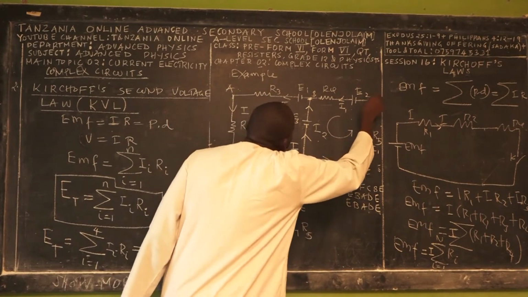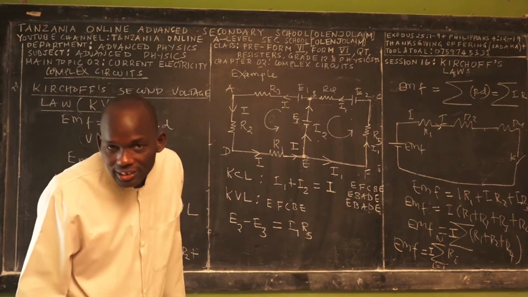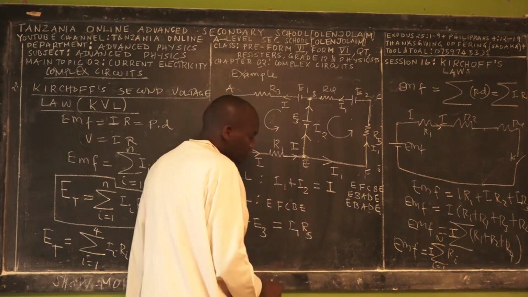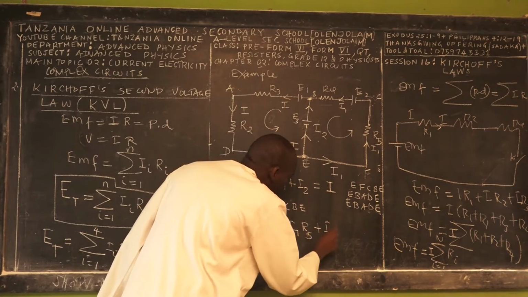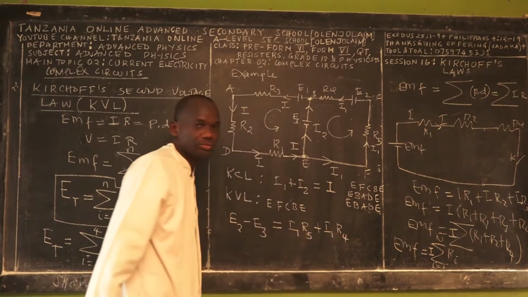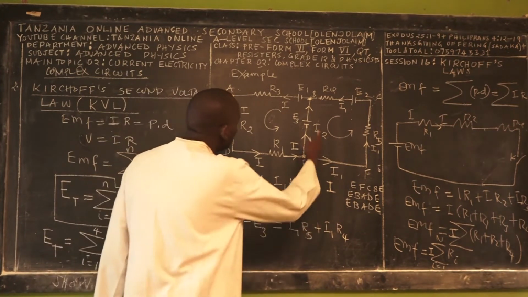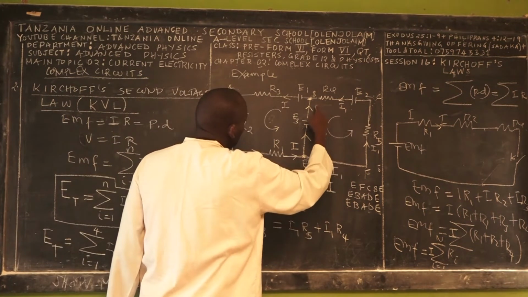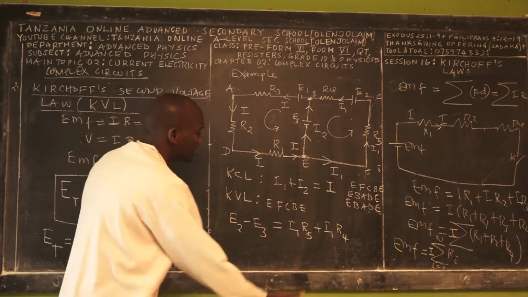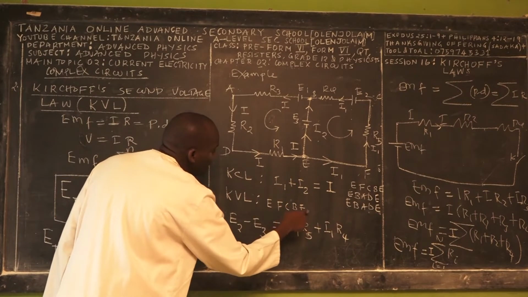Again, we have to check between C and B. Do you have any resistor? Yes. What is its name? Resistance 4. What current flows here? I1. So it will be plus I1 times resistance 4. Are we together? Yes. Algebraic sum. Then we are done between C and B. Between B and E, do you have any resistor? No, no resistor. So this is my Kirchhoff's voltage law for the loop EFCBE.